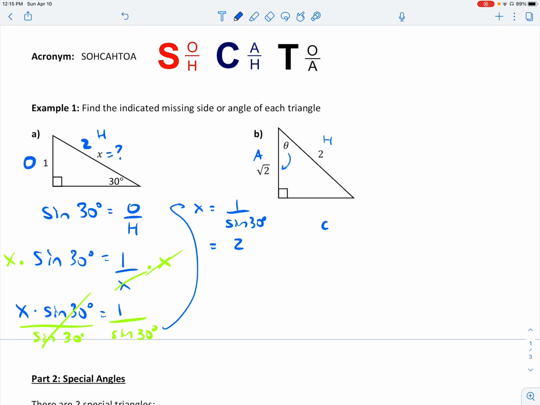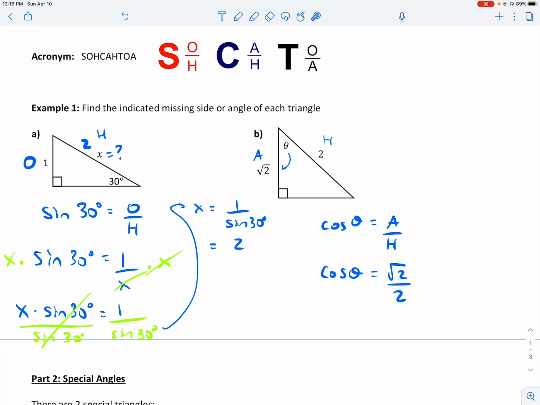So we can start by writing that out. We can write cos theta equals adjacent over hypotenuse. And now we don't know theta, so we're going to leave it as blank. I'm going to plug in my a and h. So a is root 2, h is 2. And now I want to find theta. So I need to get theta by itself. So right now we have cos of theta. I need to reverse that cos part.